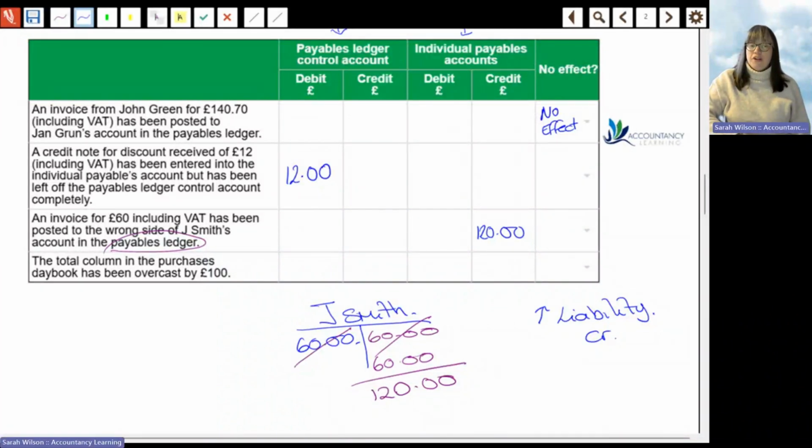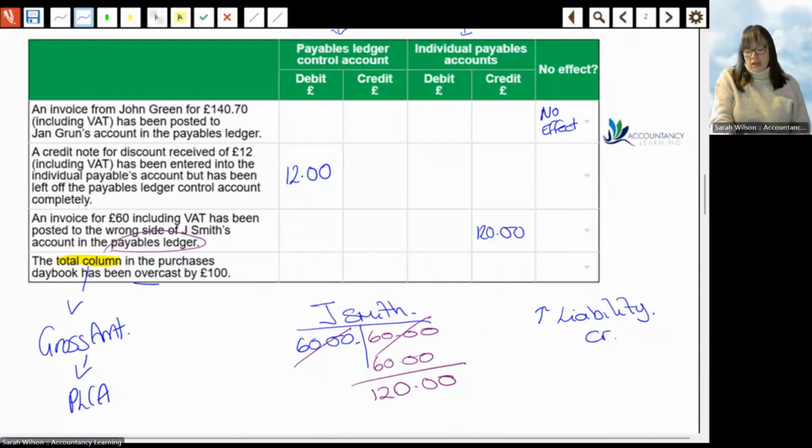Then the total column in the purchases daybook has been overcast by 100. So importantly, we're looking at the totals column. So that is going to be the gross amount. And that gets posted to the payables ledger control account. If it's been overcast, it means there's been too much. So the total column would have been credited into the payables ledger control account because it would have been the liability, but it's been credited by £100 too much.